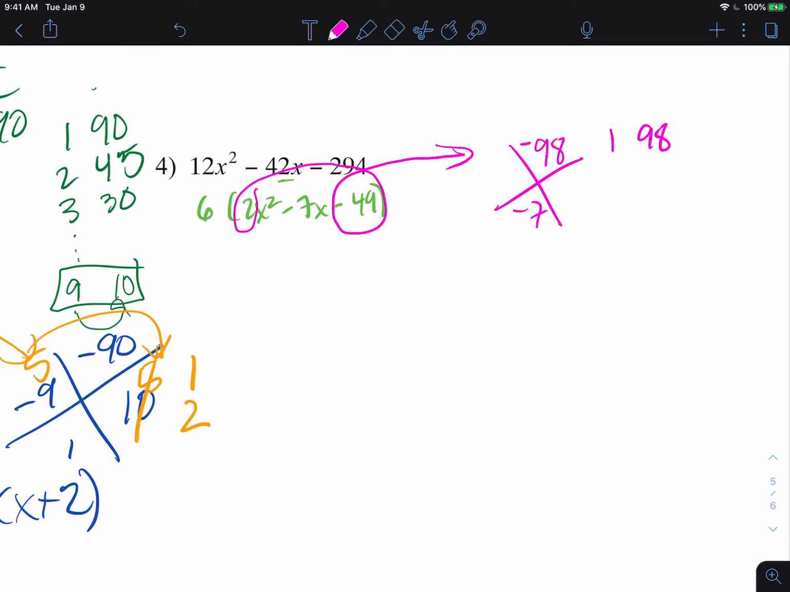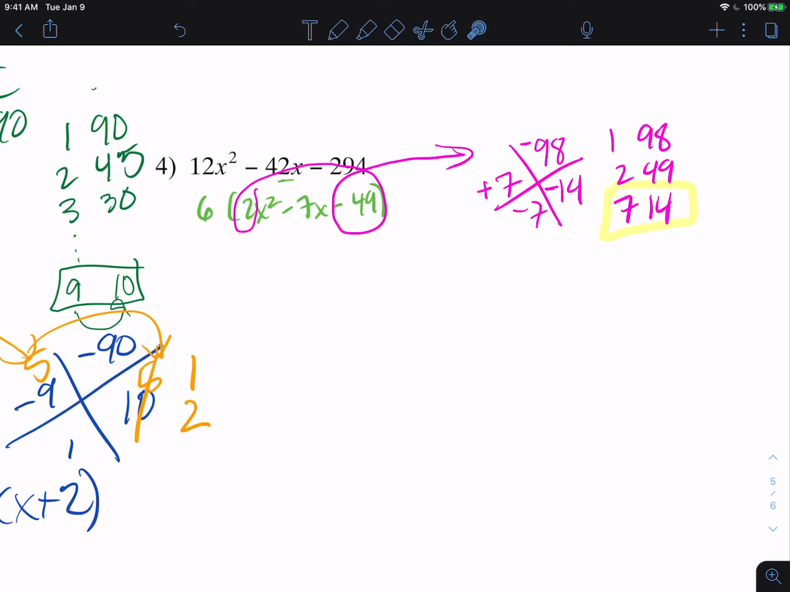So I think 1 and 98, then I'm just going to start with 2, so 2 and 49, and then 3 doesn't go into it evenly, 4 doesn't go into it evenly, 5 doesn't, 6 doesn't, and then we have 7 and 14, and notice I'm trying to get to 7, so I'm going to stop here. Because 7 and 14 get me to 7. So we have our 7 and 14. To get to a negative 7, I need the 14 to be negative, the 7 to be positive. I double check 7 times negative 14 is negative 98, which it is, so I'm good with my signs.